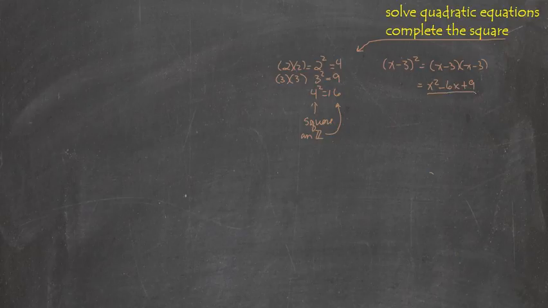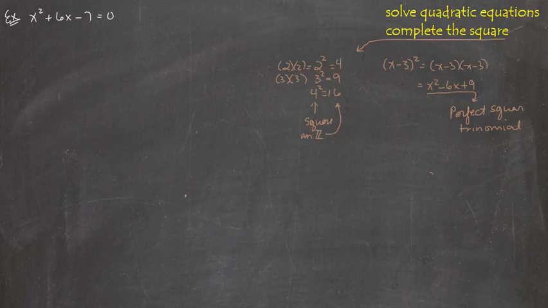So this is a perfect square trinomial. If I want to go all the way, I could say it's a perfect square quadratic trinomial. So I think I'm going to do an example and I'll write the steps out as I go. We want to complete the square on x squared plus 6x minus 7 equals 0.